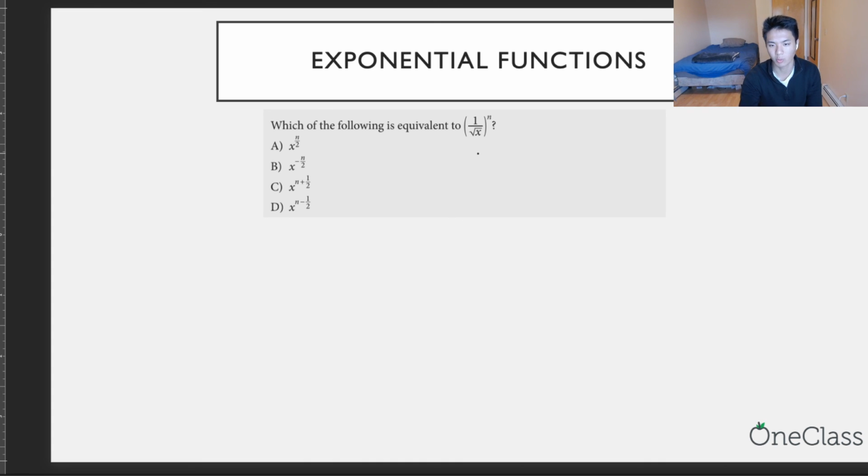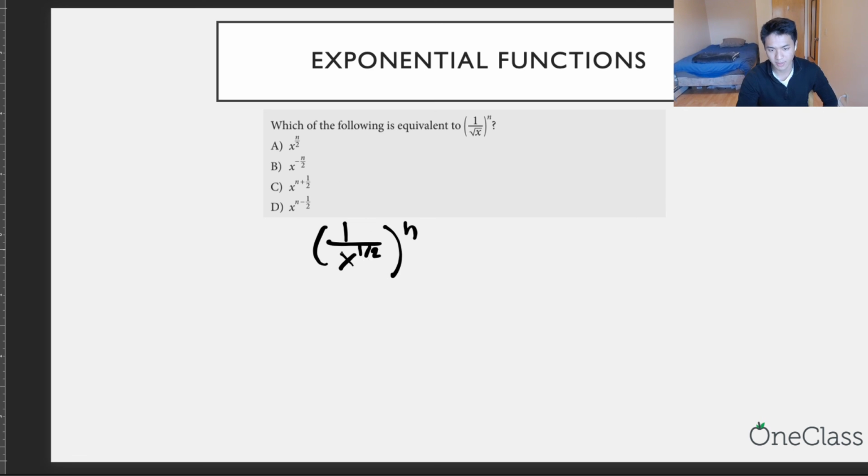So now let's take a look at what we can do here. Square root of x is really just x to the power of 1/2, right? So let's rewrite this: 1 over square root of x is actually just 1 over x to the power of 1/2, all to the power of n. And so that's going to be our first step when it comes to simplifying this into a correct solution. The next step is saying, okay, well, what else can we do?